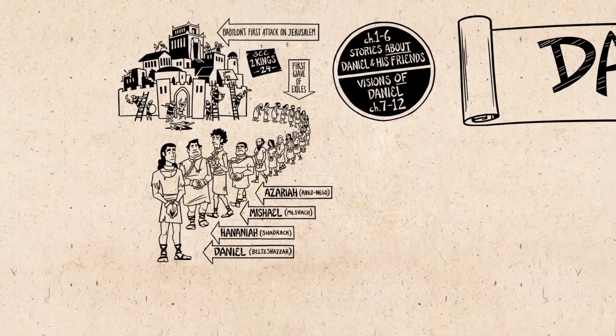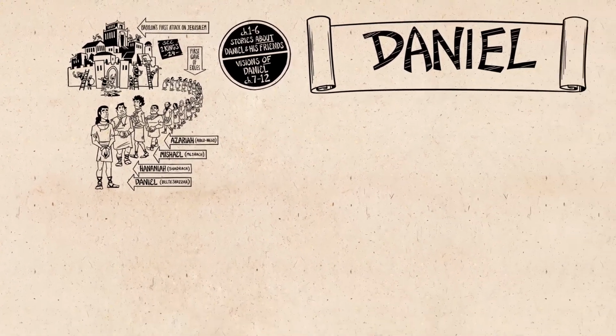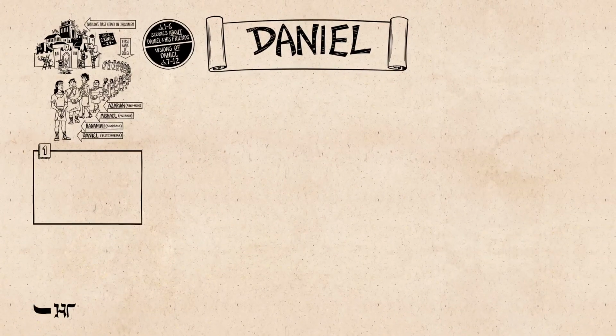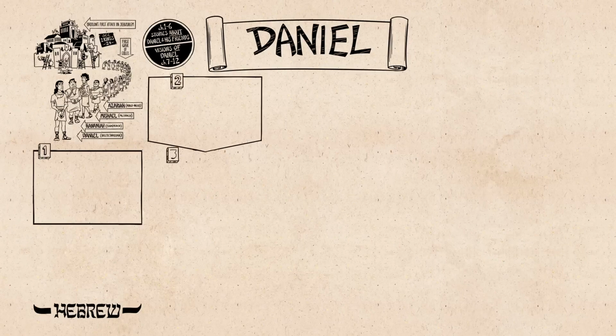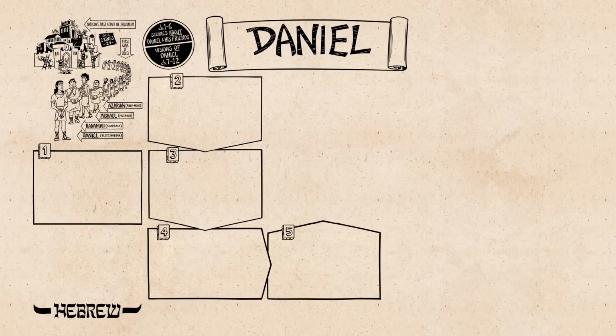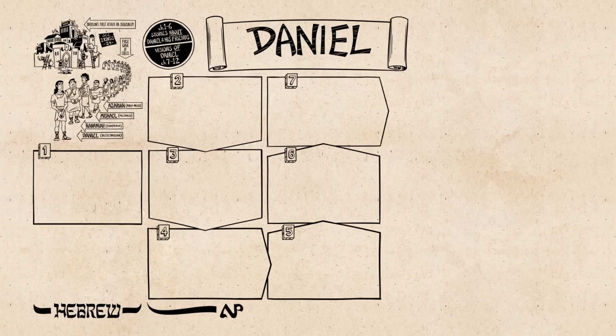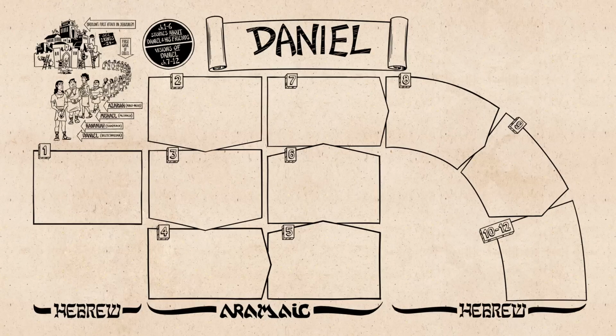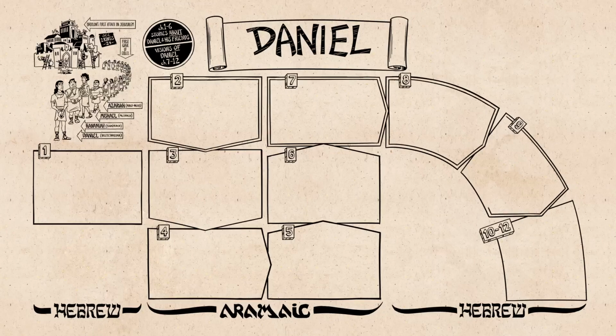But this 2-part shape is made even more interesting by another design feature, and that's the book's language. It begins in Hebrew, the language of the Israelites, but chapters 2 through 7 are written in Aramaic, a cousin language to Hebrew spoken widely among the ancient empires. But then in chapters 8 through 12, it goes back to Hebrew. This design shows how chapters 2 through 7 are a coherent section, but it also highlights the importance of chapters 2 and 7 for understanding the later chapters of the book.